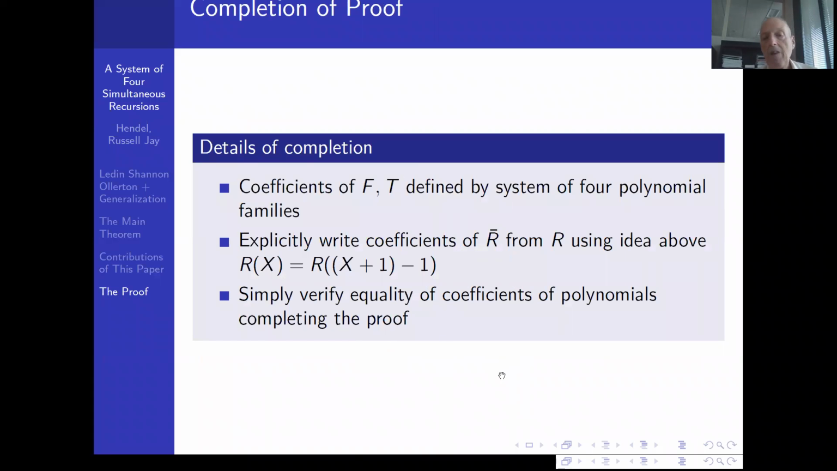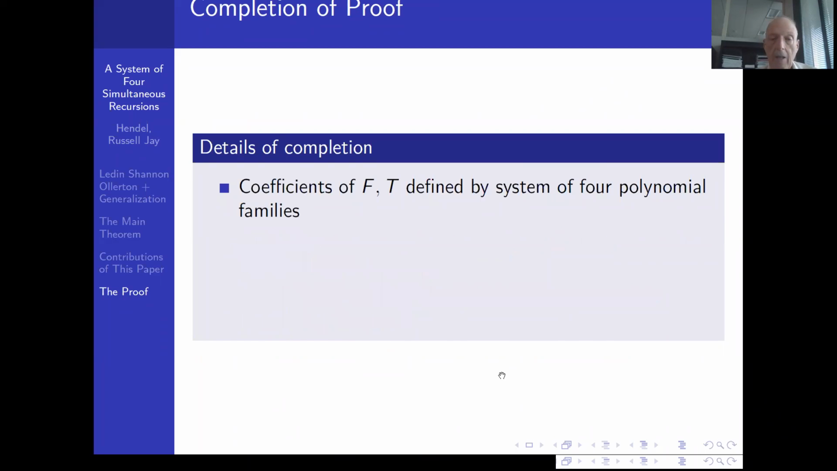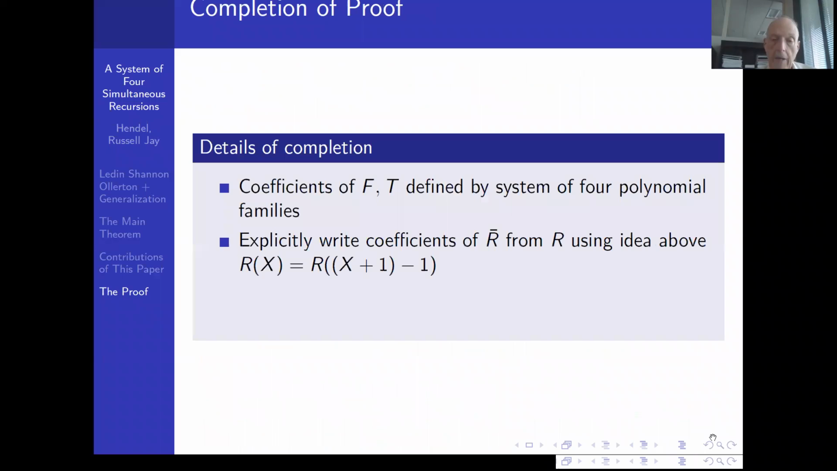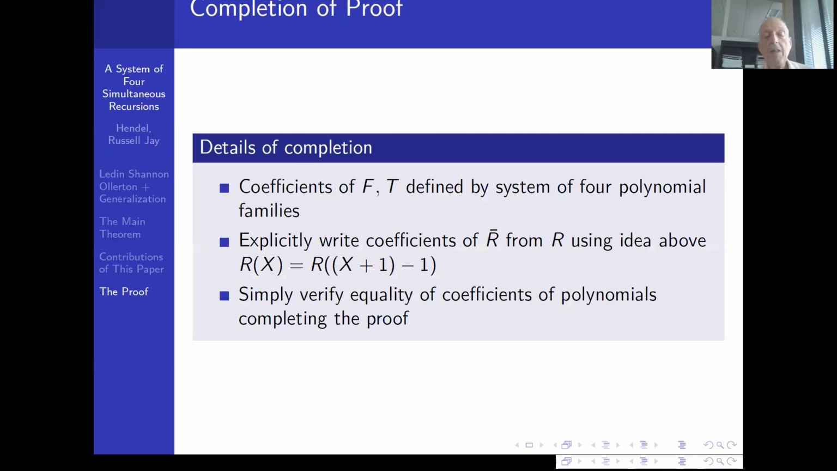I simply have to verify the equality of coefficients of polynomials, and that completes the proof, because all I have to show is that F equals D bar plus (n+1)P, and T equals F bar. And I didn't do this in the presentation because there are some of these double sums, and at the end there popped out an identity in binomial coefficients, which I'd never seen before, but which is true. The details of this are in an arXiv paper if you want to read it, but you could sit down now and do this yourself. So you get a line-by-line proof, very straightforward, and that completely proves this.